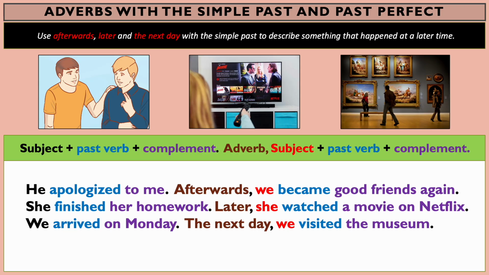Adverbs of time. In this case, number one, he apologized to me. Afterwards, we became good friends again. In this case, we had a problem because my friend did something bad, but he apologized, meaning he said sorry. And because of that, we became friends again. So after that situation, he apologized, he says sorry, and we became friends again. So afterwards is like after that.